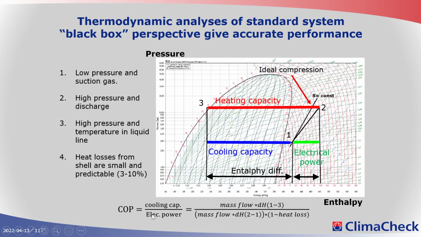The COP is the cooling capacity divided by the electrical power. So we have our enthalpies and we have our heat losses that we take into account. But then we get the COP for the system in a totally scientifically unbiased way. Doesn't include any data from compressor manufacturer or chiller manufacturer. We get the same data regardless of what brand or type of system it is.